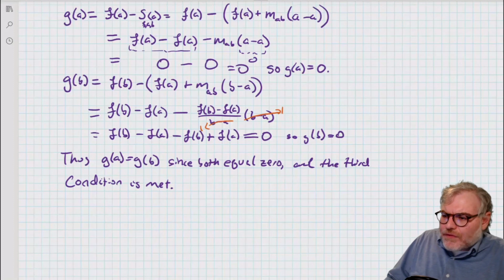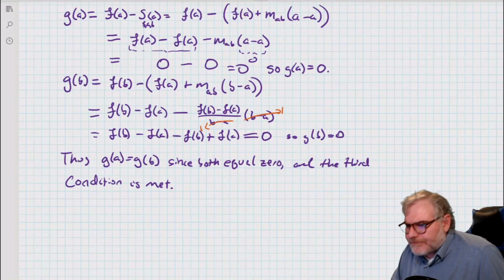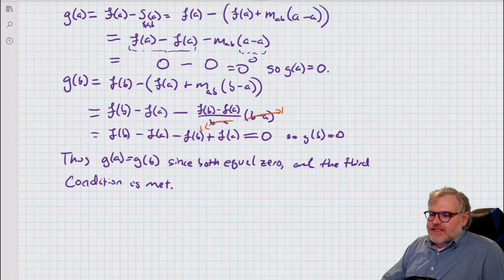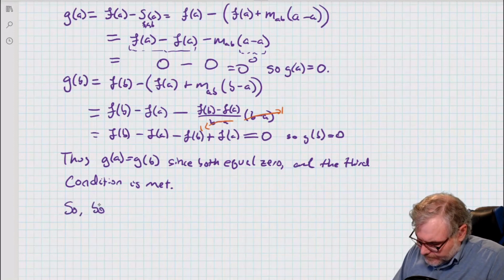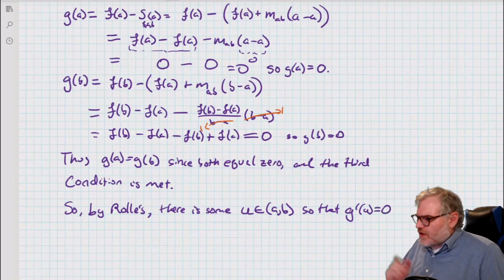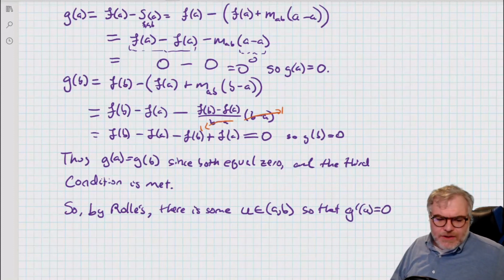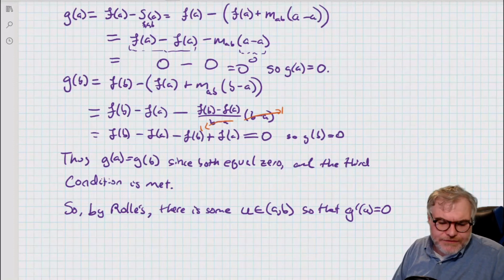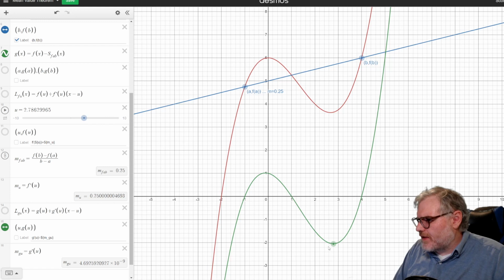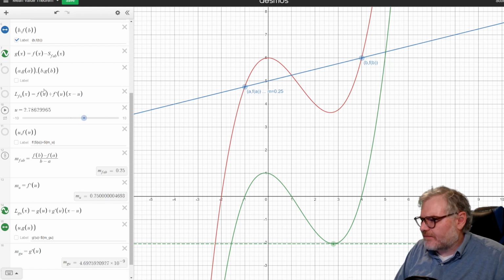So now I've got the third condition of Rolle's theorem is met. All right, so all three conditions were met. That means that there exists some u in the middle. There's some u, don't know where it is, but there's some u in the middle where g prime of u equals 0. So now I have shown that this point right here exists. Okay? And remember, I'm interested in this point here. So now I've shown that that exists.